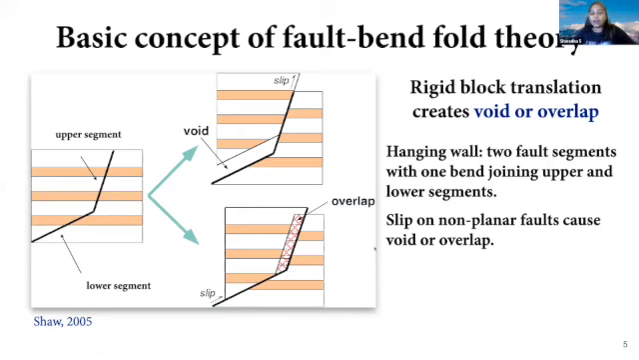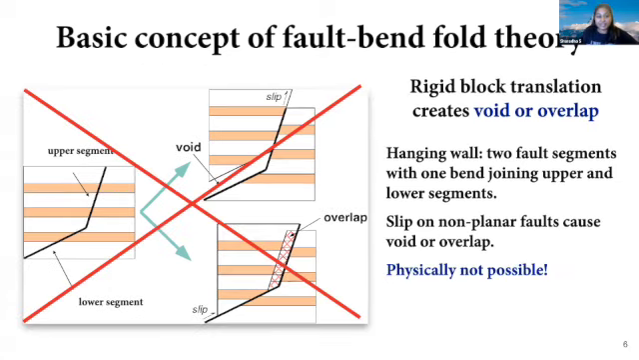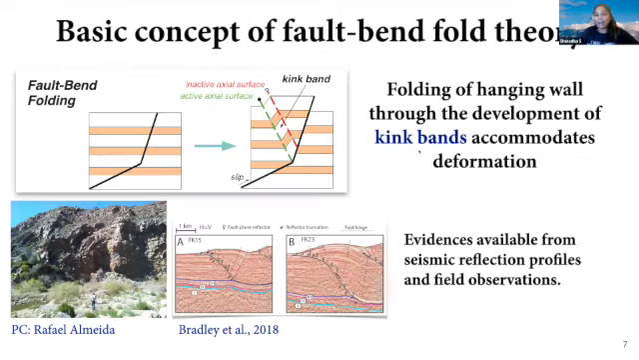To briefly describe the basic concept of fault-bend-fold theory, let's first consider a hypothetical case of a fault in cross-section with one bend joining an upper and lower segment. If you consider rigid block translation of the hanging wall parallel to the upper segment, you'll create a void between the two fault blocks, whereas translation of the hanging wall parallel to the lower segment produces an overlap. Now, we know both of these cases are unreasonable. So what actually happens is folding of the hanging wall block through the development of these kink fans, which accommodates fault slip without creating any unreasonable overlap or void. And evidence of these kinds of fault bend folds is seen both in the field as well as in seismic reflection profiles.